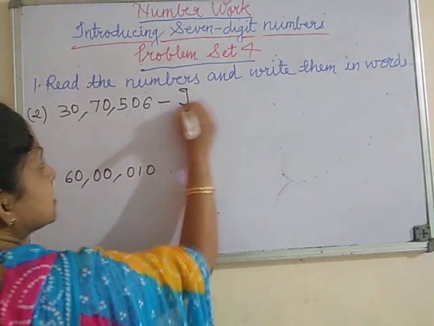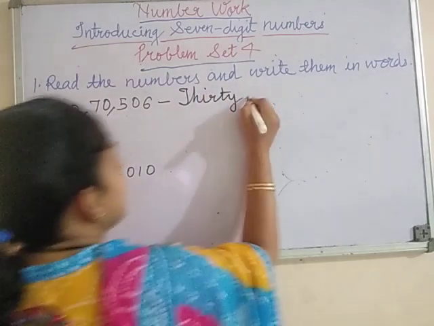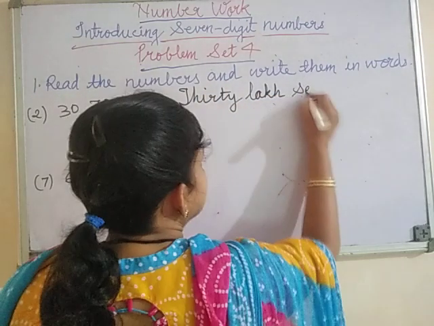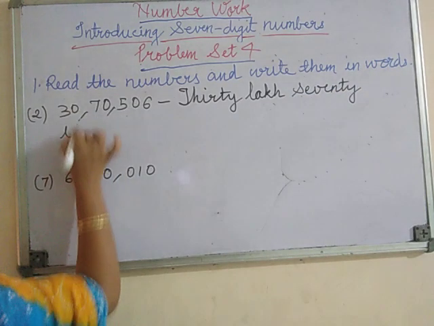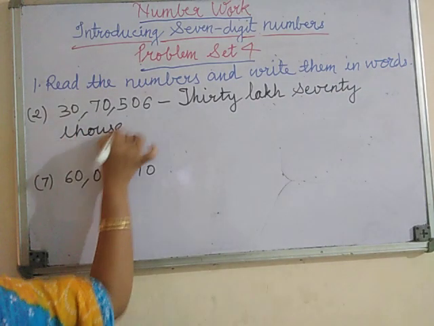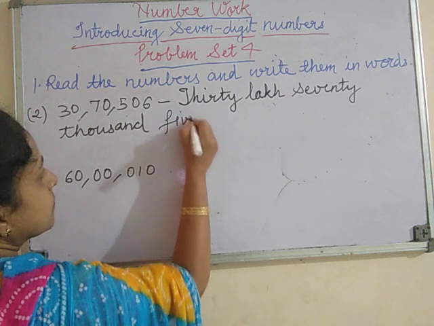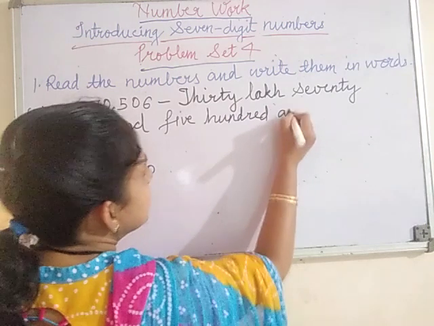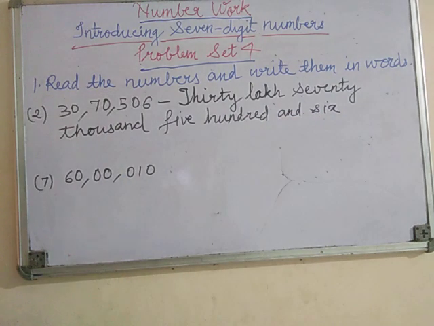So you will write it as 30 lakh 70,000 506. Okay, students? Fine. Now let's try to write the next number.